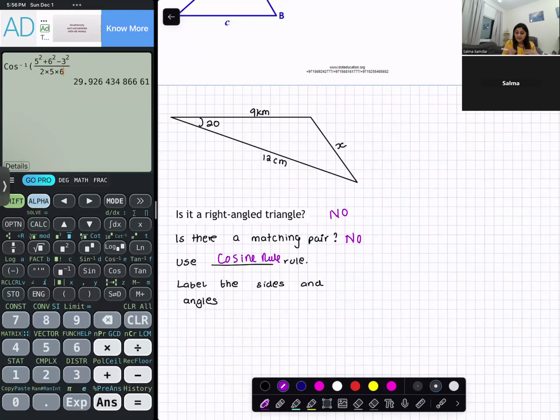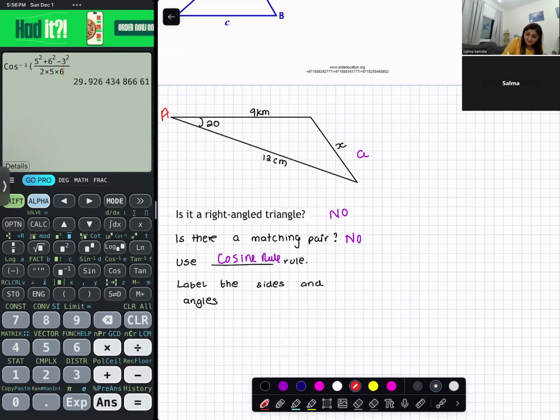Now you have to start labeling the sides and the angles. It is always preferable that the side that you want to find, label it as a. So I will label the side that I want to find as a and the angle that is opposite to it as capital A.